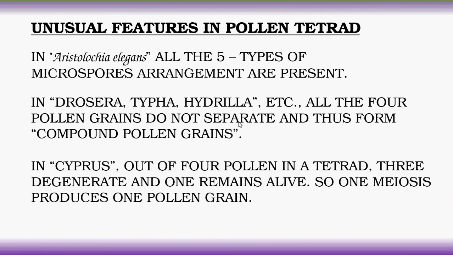And the third unusual feature, in cypress, out of 4 pollen in a tetrad, 3 degenerate and 1 remains alive. So already we discussed during microsporogenesis, the microspore mother cell undergoes meiosis to form 4 haploid microspores or pollen grains. In that, 3 degenerate, 1 remains alive. That means one meiosis in this plant produces only 1 pollen grain. This is one unusual feature in cypress.